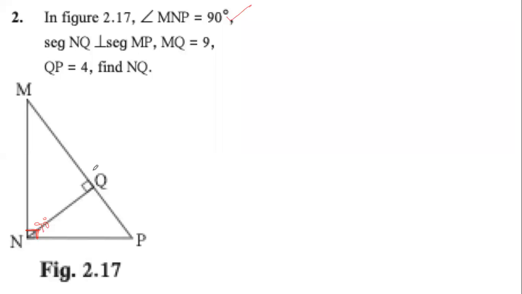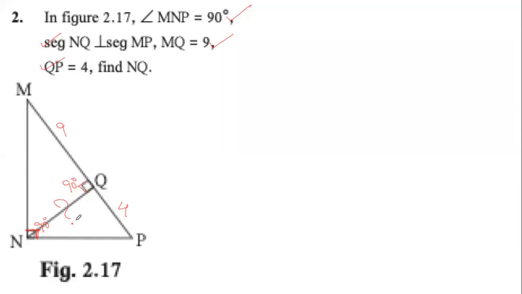It says segment NQ is perpendicular to segment MP. Yes, we can see this. So this angle is also 90 degrees. You have understood the second part of the question. Third part, it says MQ equals 9. That means this length is 9. Fourth part of the question is QP is 4. What we have to find is the length of this line segment NQ.